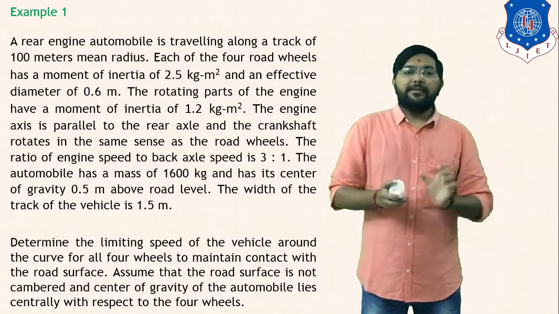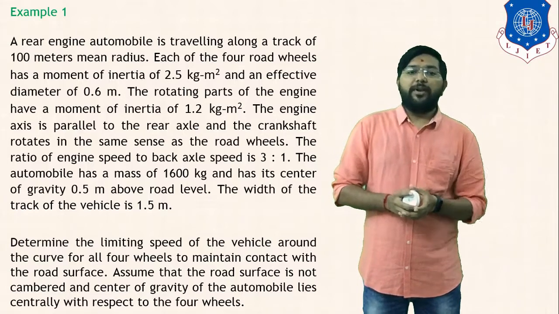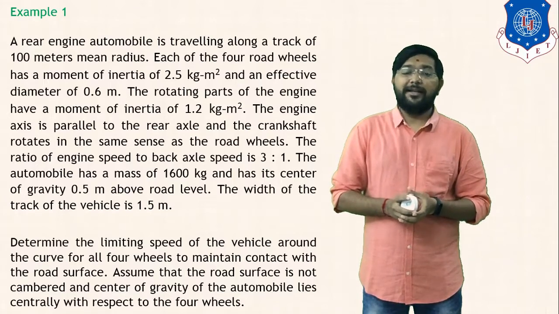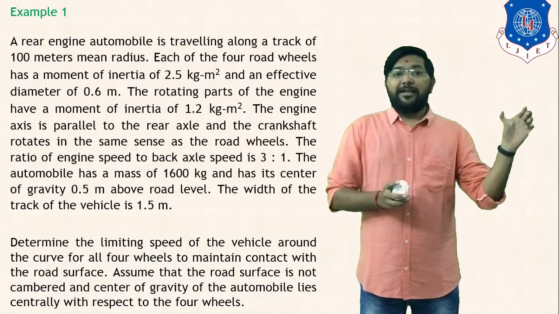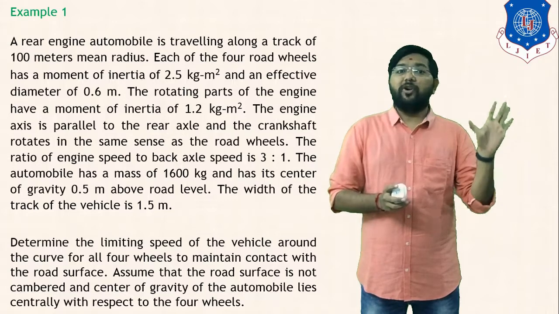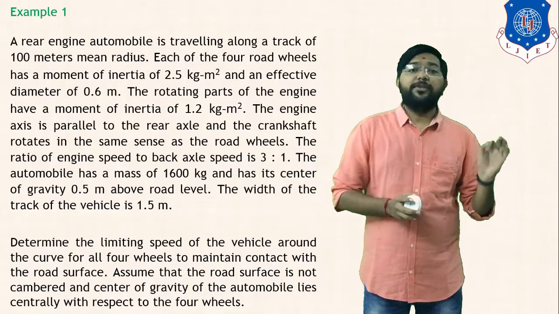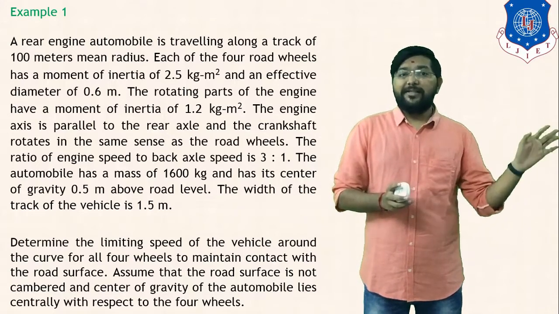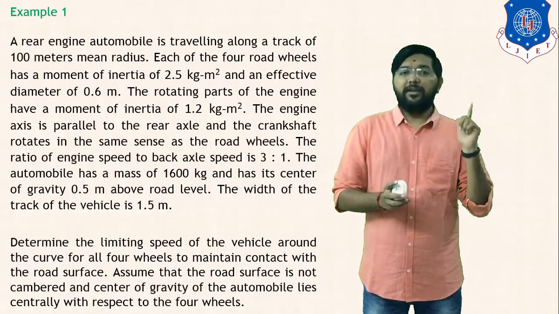So here the track is of 100 meter mean radius, and each of the four wheels has a moment of inertia of 2.5 kg meter square. Now you all know the moment of inertia, I is equal to m k square. Here the moment of inertia for the wheel is given, for which we use the notation IW. The value of IW is given, and the effective diameter is 0.6 meter. Based on the diameter you can find the radius of the wheel.